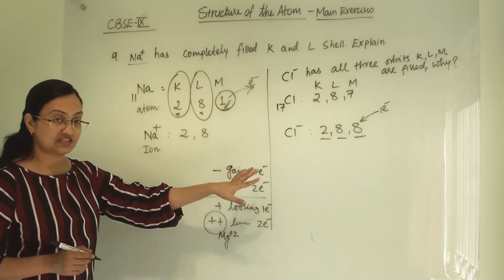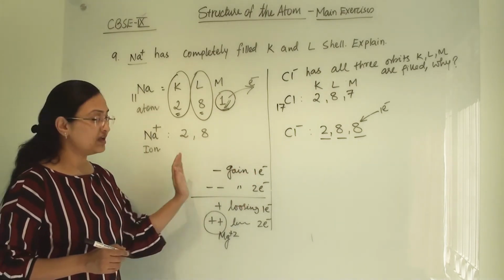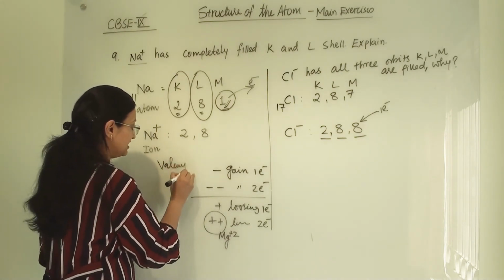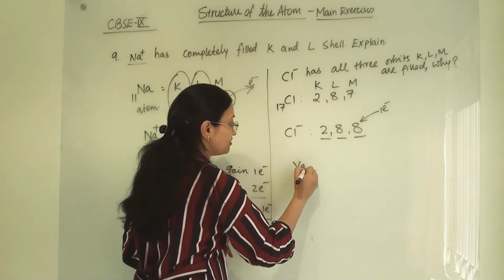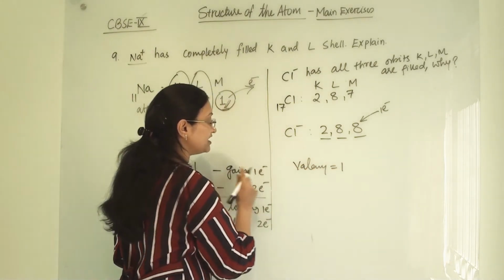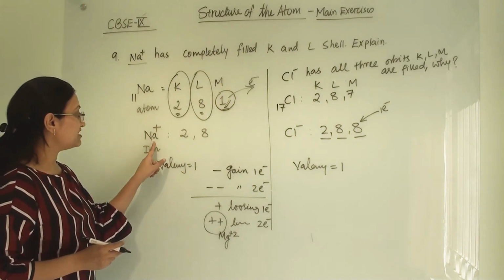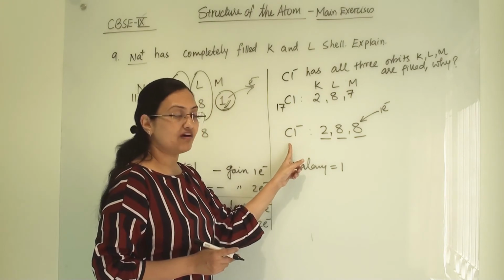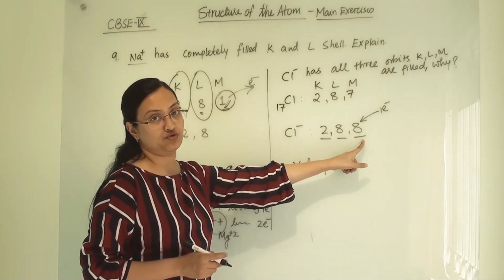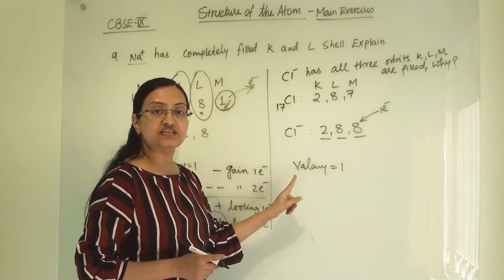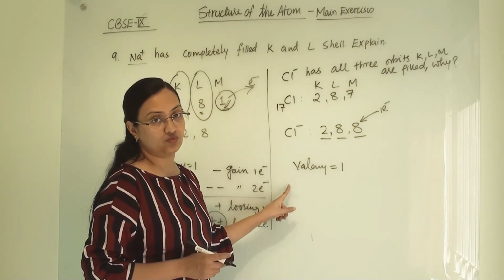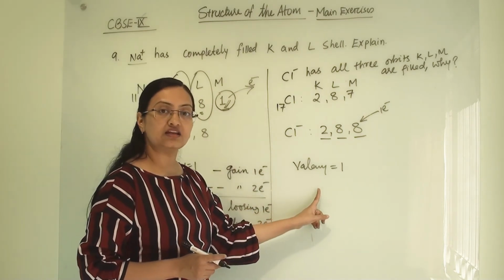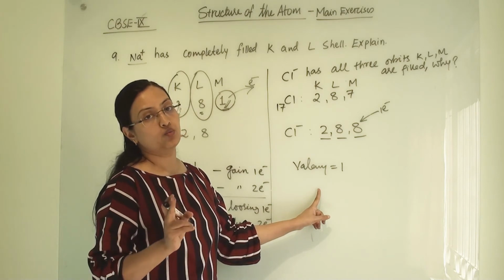So in both cases, the valency of sodium and the valency of chlorine is 1 only. Valency, or combining capacity, is 1 in both cases. But here it generates a positive ion after losing 1 electron and it generates a negative ion after gaining 1 electron. But both combining capacities are 1, both valencies are 1. Because here 1 excess electron is there, and here chlorine is lacking 1 electron.